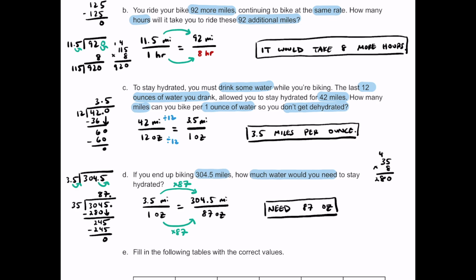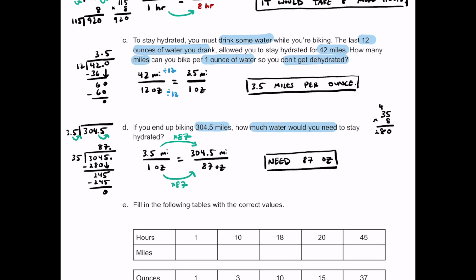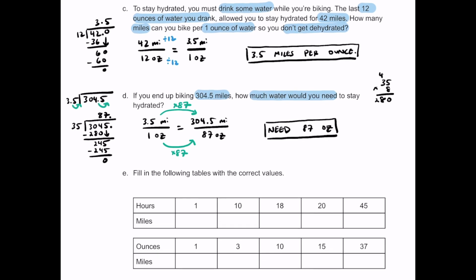If you know 1 ounce of water will take you 3.5 miles before you get dehydrated, then at that constant rate, if you wanted to bike 304.5 miles, you would need 87 ounces to do so. Okay, so let's check this out. We have 2 tables, it looks like here. One of them is dealing with the biking, so I'll just go ahead and label this. This table is dealing with biking, specifically the miles and the hours. And this one's talking about just staying hydrated. So let's just take a look at each of these tables.